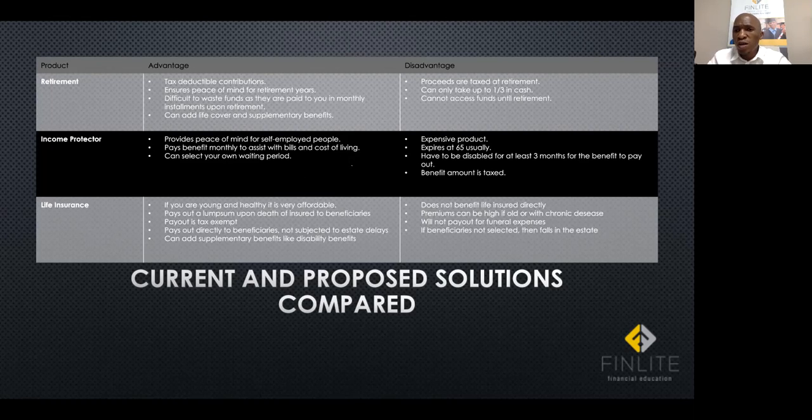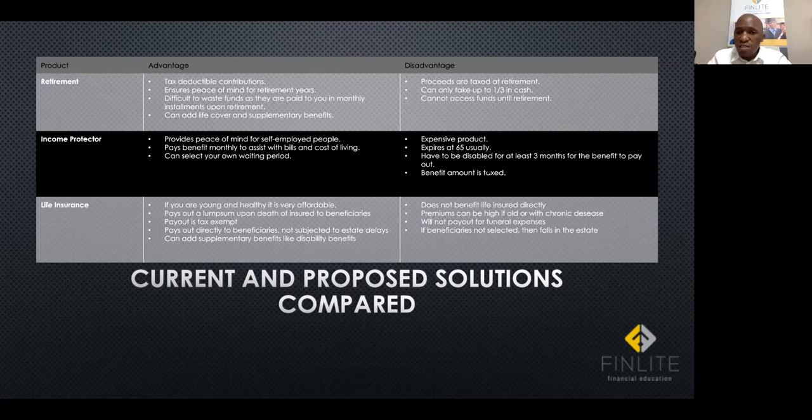When you encounter a disability, maybe a temporary disability, you are able to sustain yourself at that particular time, and you can select your own waiting period, depending on how the product is structured. The only disadvantage is that it becomes a very expensive product, and it usually expires at 65, because at that time you are no longer employed.